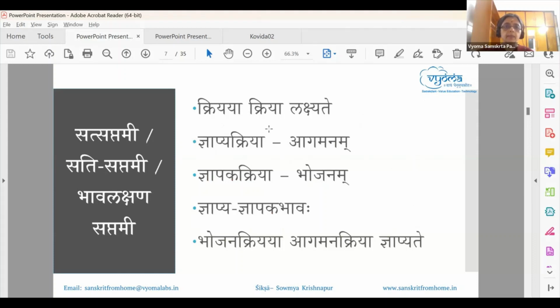The main point of Sati Saptami, or Bhava Lakshana Saptami, is Kriya, Kriya, Lakshyate. One action is used to indicate the time of the other action. So the indication is by an action and not by clock time. When we ask when did he come or when is he coming, we do not say he is coming at 12 o'clock or 1 o'clock. We say he is coming when I am eating, or before I ate, or after I ate.